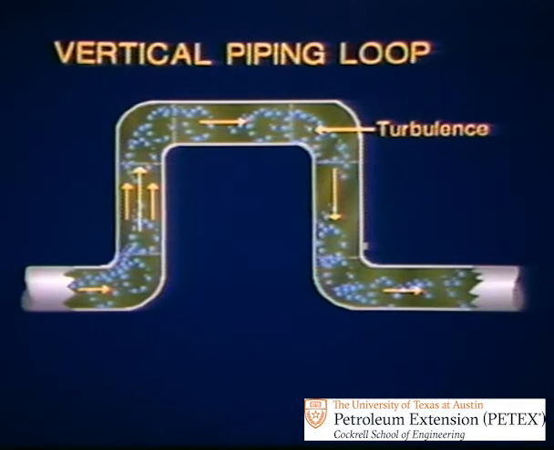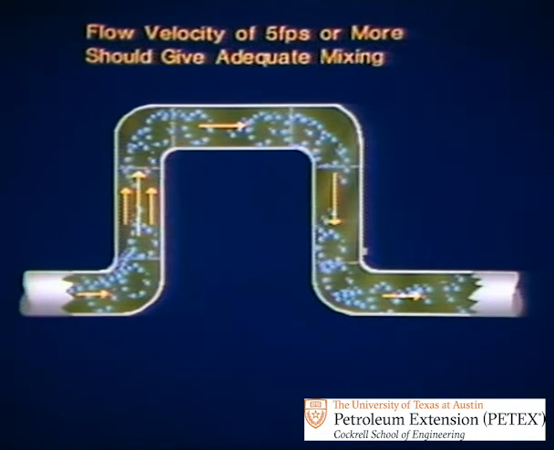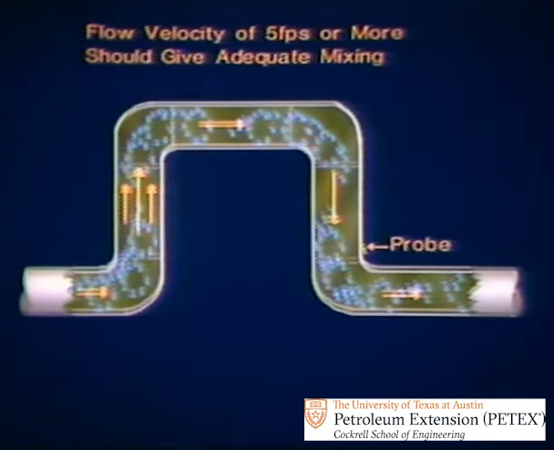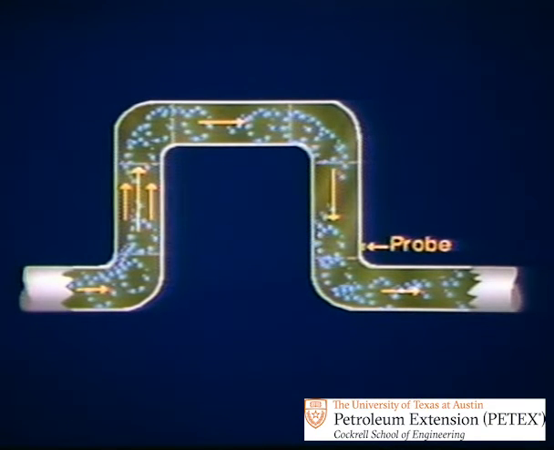A vertical piping loop can also provide mixing. As the flow turns the corners, turbulence occurs to mix the stream. In a vertical loop, a flow velocity of 5 feet per second or more may give adequate mixing. Also, if possible, locate the probe in the exiting leg of the loop. This takes advantage of all but one of the elbows for mixing. You shouldn't locate the probe downstream from that last elbow because some settling of heavy components could occur in the horizontal section of the line.